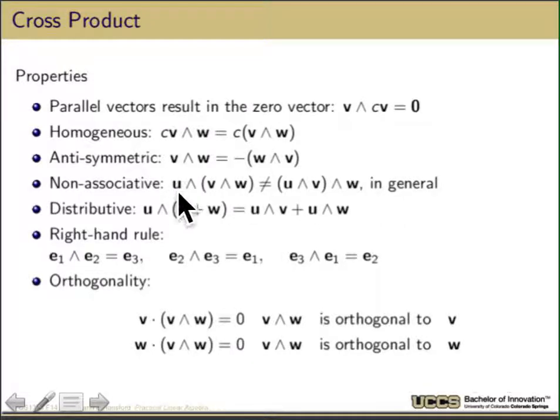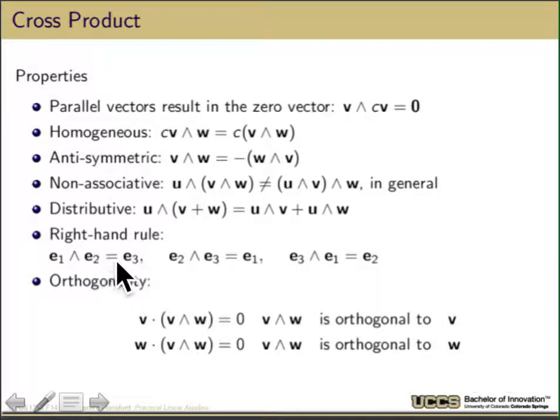So if I have U cross V, the association, the quantity V cross W, it's not equal to U cross V's quantity times the cross with W in general. There are cases for which it's true, but in general it's not. It does distribute, however, so I can do U cross V plus W, and I'll get U cross V plus U cross W.